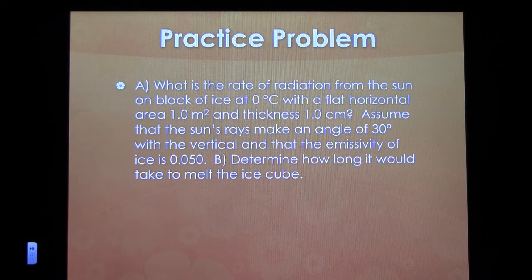Here's our last problem. What is the rate of radiation from the sun on a block of ice at 0 degrees Celsius with a flat horizontal area of 1 meter squared and a thickness of 1 centimeter? Assume that the sun's rays make an angle of 30 degrees with vertical and that the emissivity of ice is 0.05. Also, determine how long it would take to melt the entire ice cube. Pause the video for time to work on the solution.